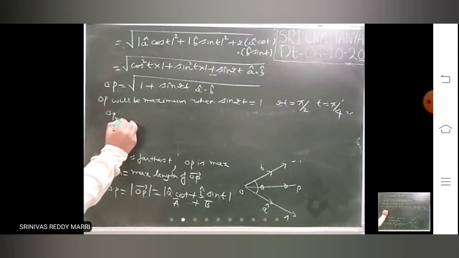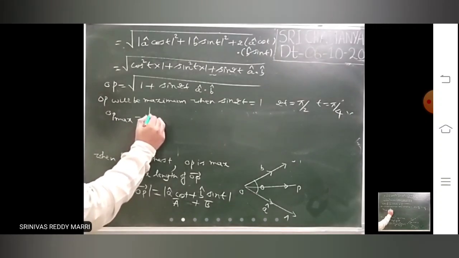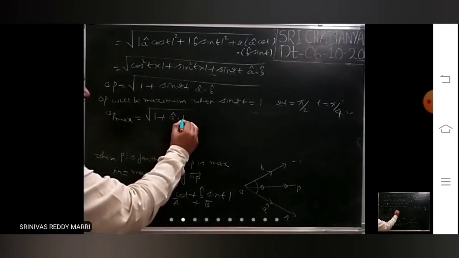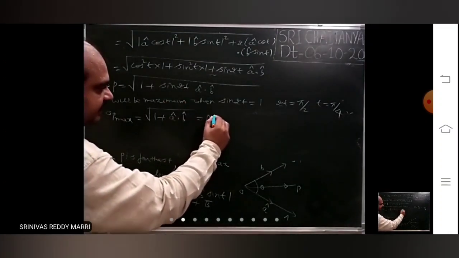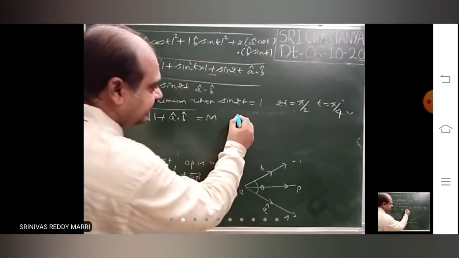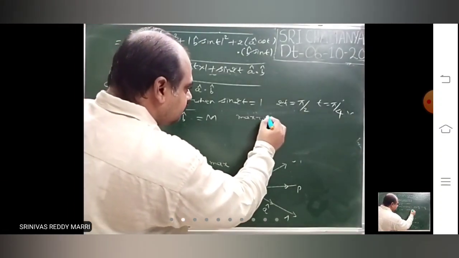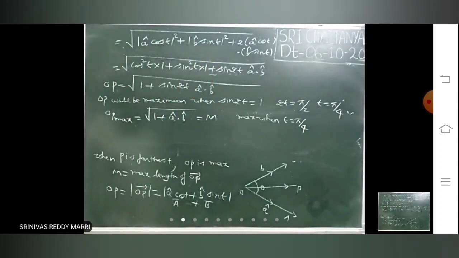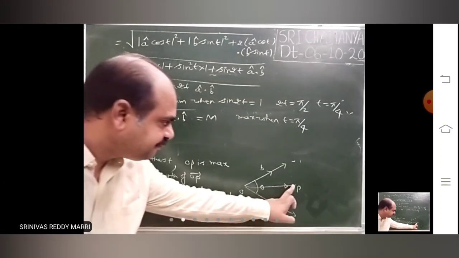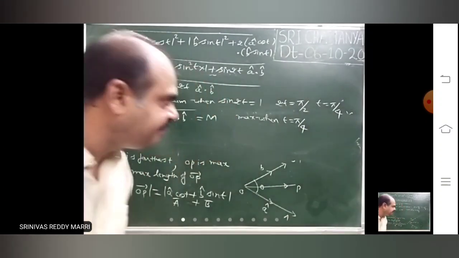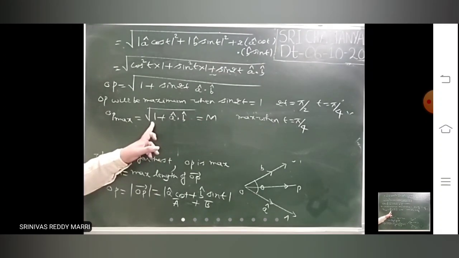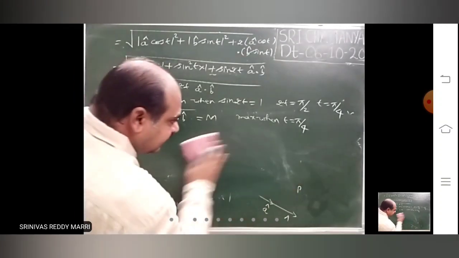So therefore, OP maximum is nothing but root of 1 plus A cap dot B cap. This is nothing but M, M maximum when t equal to pi by 4. At time t equal to pi by 4, this point P will be at a maximum distance from origin, and the distance is nothing but capital M, root of 1 plus A cap dot B cap. So M is that.